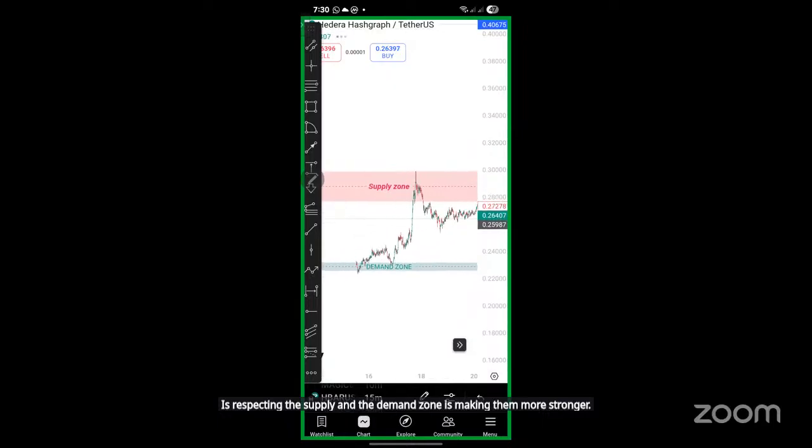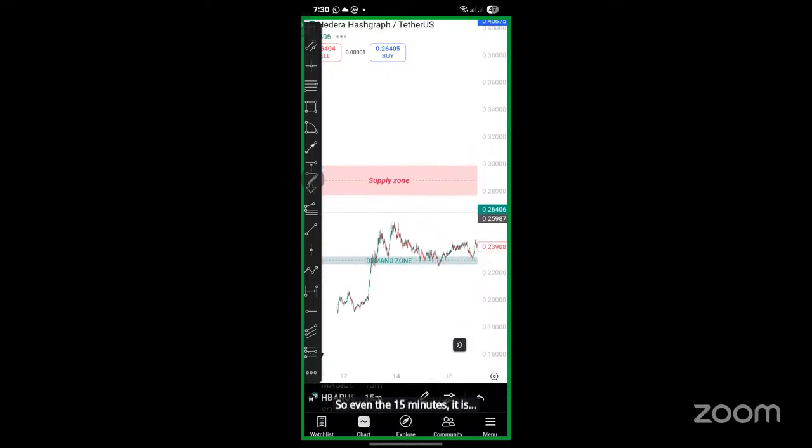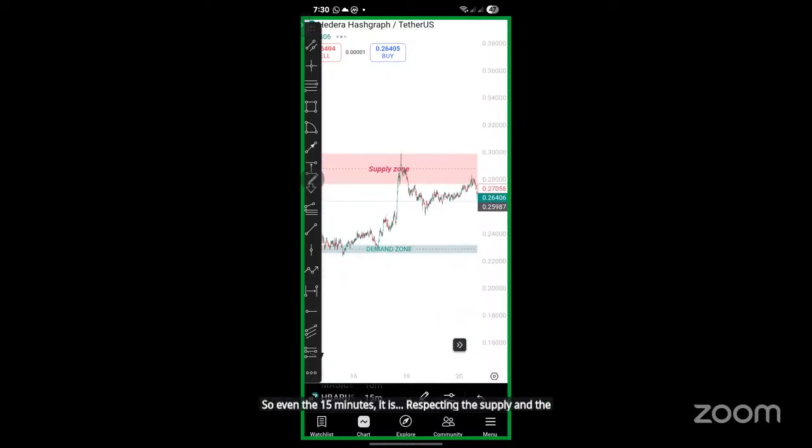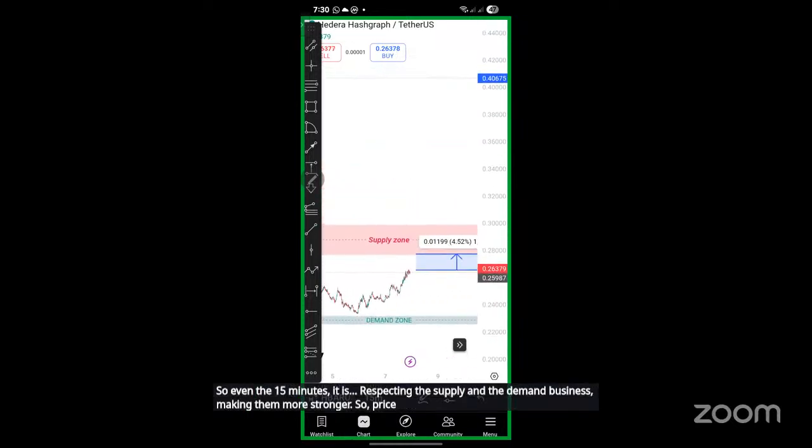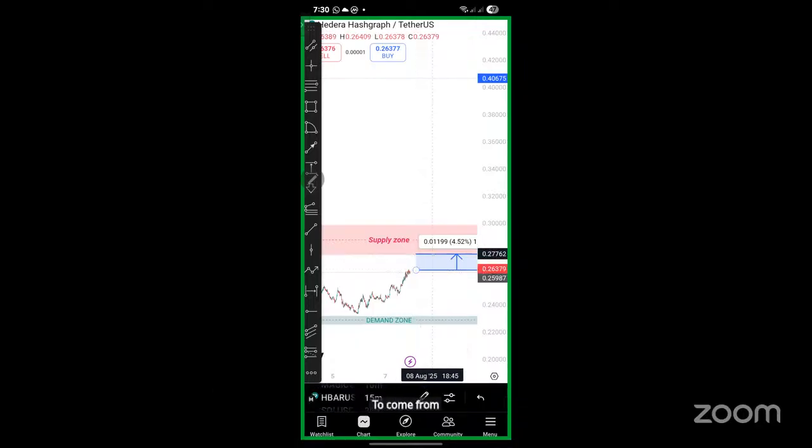So even on the 15 minutes, it is respecting the supply and demand zones, making them stronger. So price is more likely to come from this area and tap into the supply zone where there is a 4%. You understand? That is price action. You're looking at price. What is price doing?